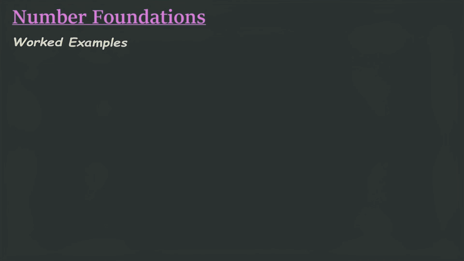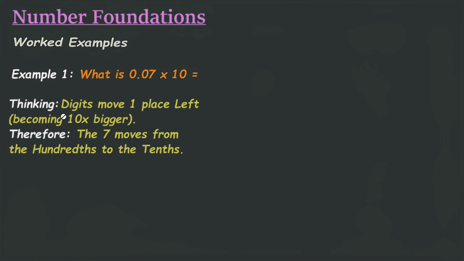Now let's lock this in with some worked examples. First up, what is 0.07 times 10? Remember our rule. Multiplying by 10 makes the number 10 times larger. Because we are multiplying by 10, the digits must move one place to the left. This means the 7 shifts out of the hundredths into the tenths place. Notice that I say THS at the end. Our final result is 0.7. Notice also how the decimal point stayed exactly where it was.